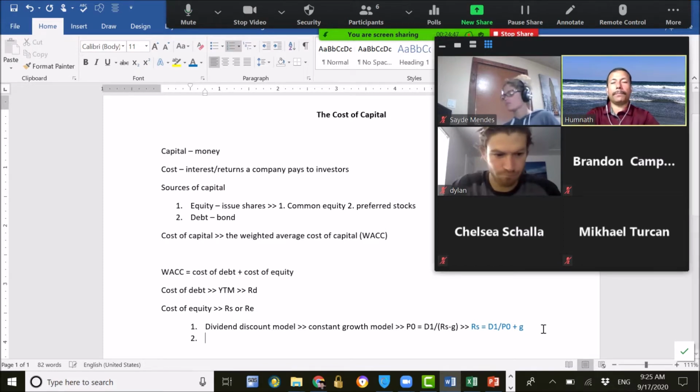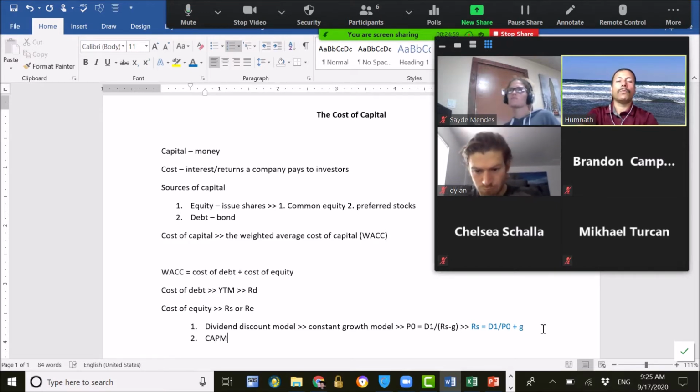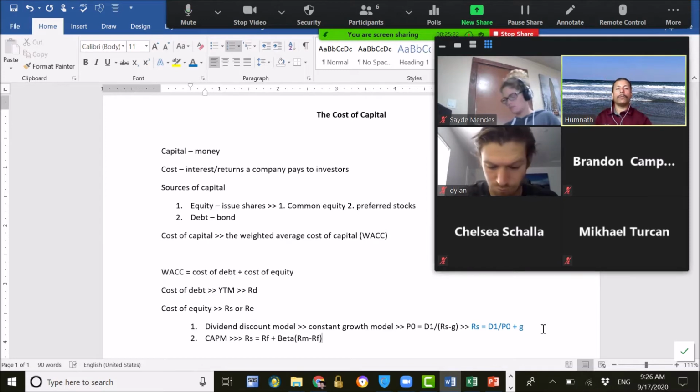In your BA 360, you also learned that the cost of capital can be calculated using CAPM. So we can use CAPM to calculate R sub S, which equals the risk-free rate plus beta times (RM minus RF). So we learned that too. We can calculate the cost of equity using different approaches.